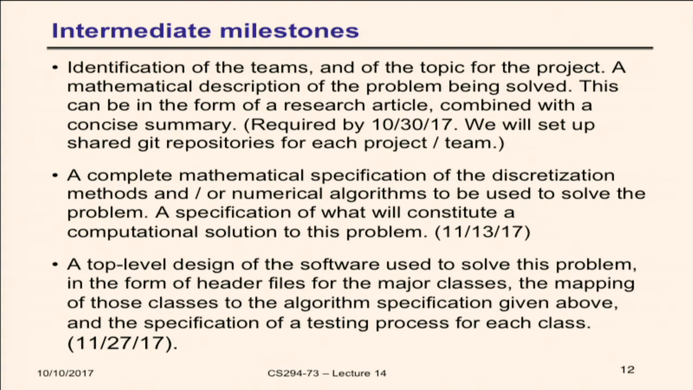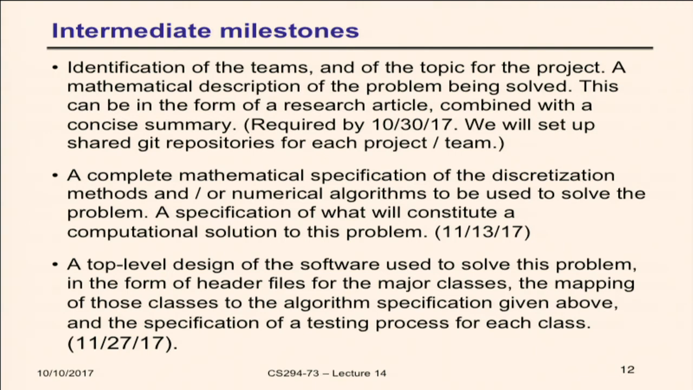Once you have that topic, part of what it means to have that topic is that you'll have a mathematical description of the problem being solved. It can be in the form of a research article combined with a concise summary. All of this needs to be done by the end of October. So it's a low bar.